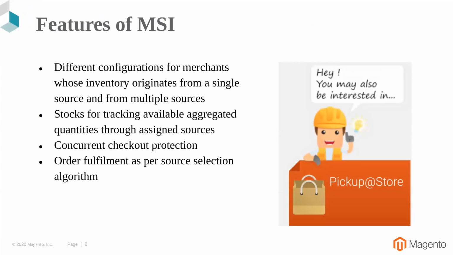So these are the basic features of MSI. Of course, the most powerful feature Magento has recently introduced in 2.4 is pick up at stores, where a customer can buy online and pick up from the store which they select during checkout. The next feature is different configuration provided for single source merchants and multi-source merchants. A single source merchant ships product from one location, and a multi-source merchant can have multiple sources from where they can ship the product, so they need to add custom sources. We'll see how to add custom sources in the next slides.